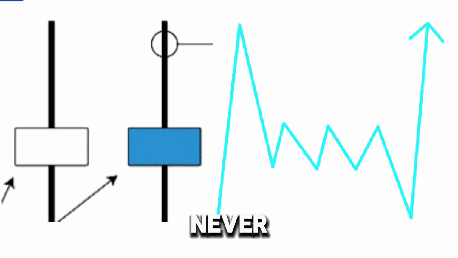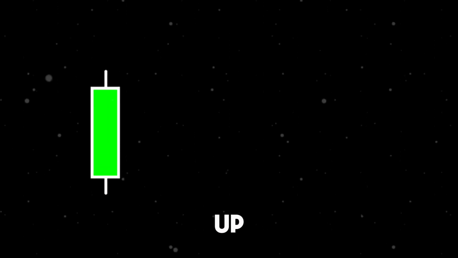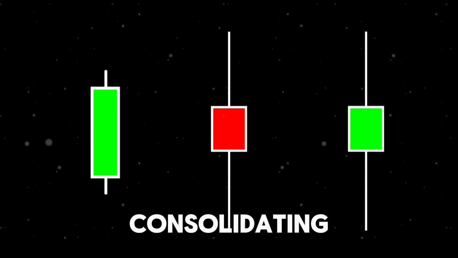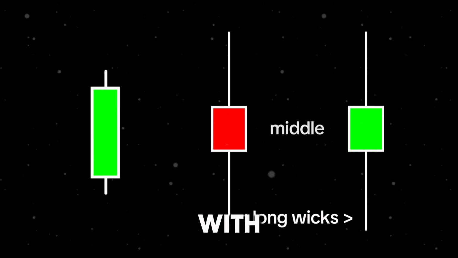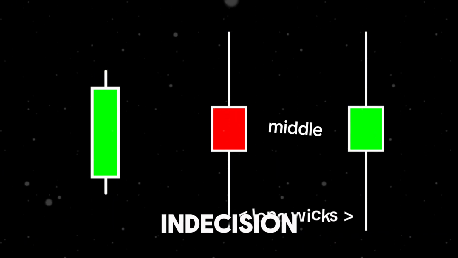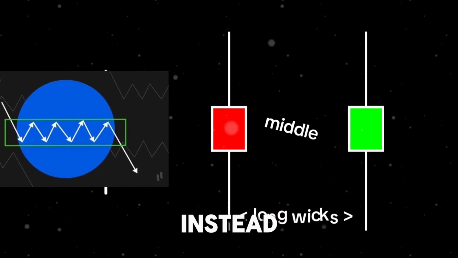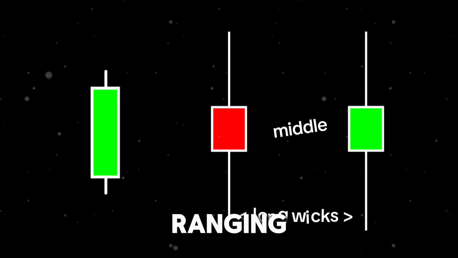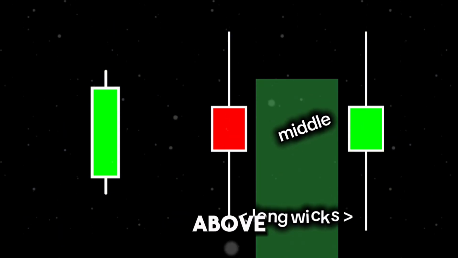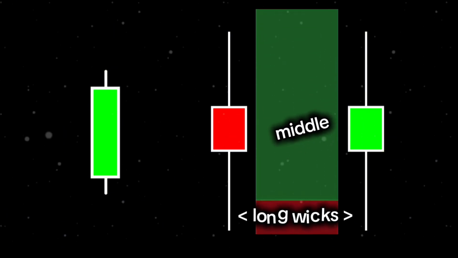The candles are never full, because that's showing one direction, which is when price is going up, rather than what we want, which is when price is consolidating. The candle must be at the middle with long wicks signifying indecision, which is when price has no direction to go. Instead, it's just ranging because people are gambling below and above it, trying to make quick profit.